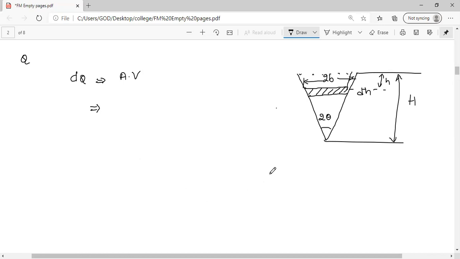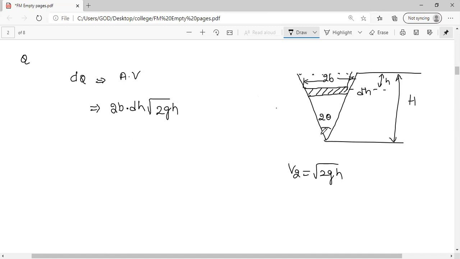So again, you can use Bernoulli's theorem. From that you can calculate V equals root 2gh. Already we discussed this in the rectangular section also. V can be written as root 2gh. So now I can write the area of that small section as 2b, that is length, into thickness dh, and V is equal to root 2gh.